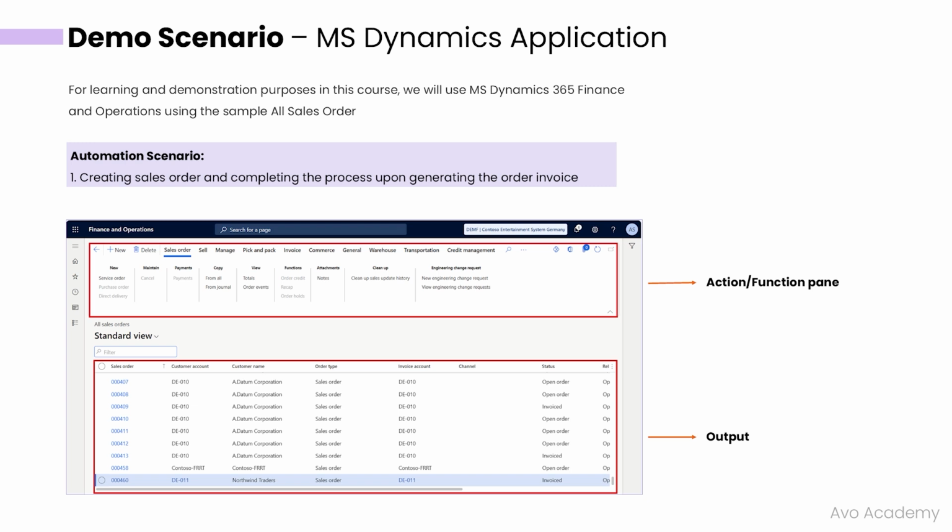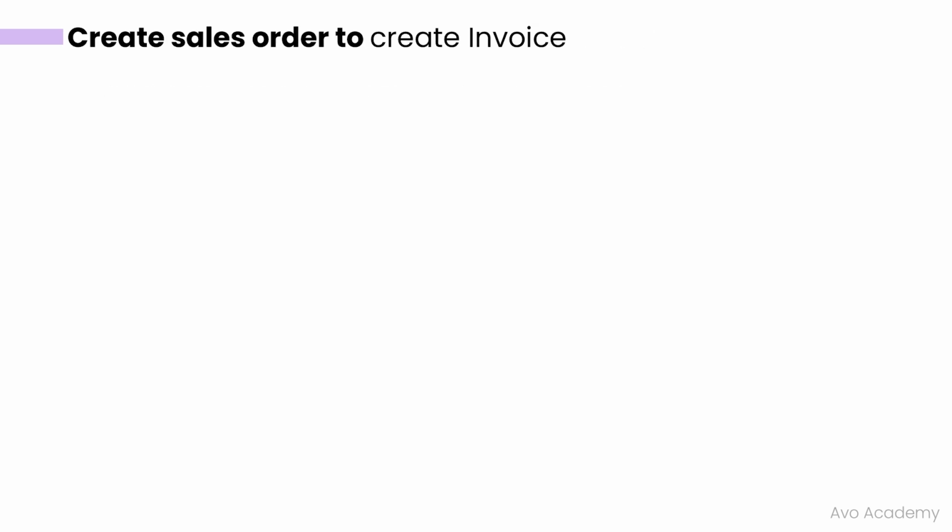In this use case, let's automate the process of creating sales orders by creating invoices. These invoices will include the creation of sales orders and invoice generation for the selected all sales orders table. Let's now look at the 9 steps of the process flow to be automated.